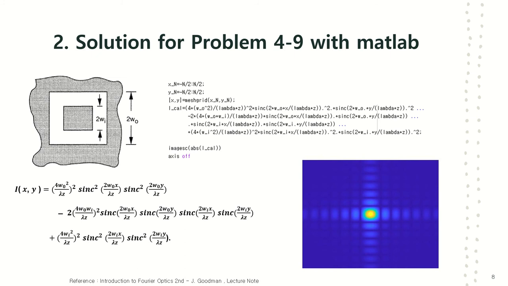And I tried to plot the intensity distribution function directly. And this is the movie as Wi gets close to WO.